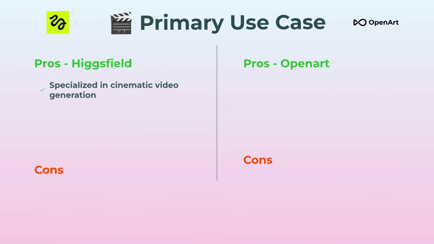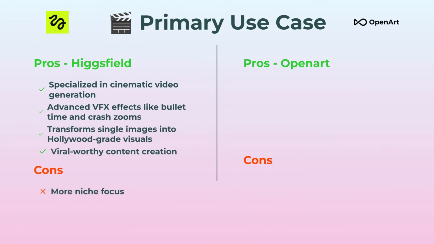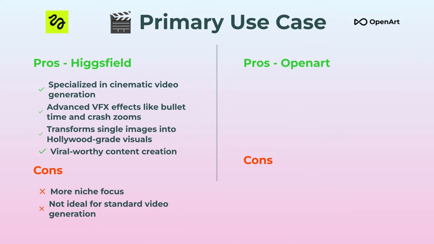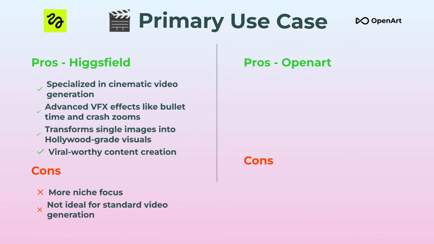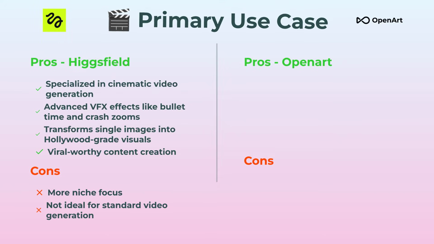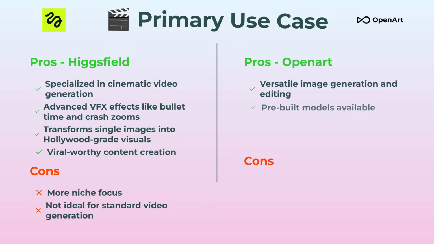Moving along. Let's talk primary use case, which is honestly one of the most important bits. Higgsfield is all about cinematic video generation. We're talking advanced VFX like bullet time, crash zooms. Basically, you toss in an image and get this insane Hollywood-level video out of it. It's kind of a niche focus, though. So if you just want regular video, it's probably not your jam.